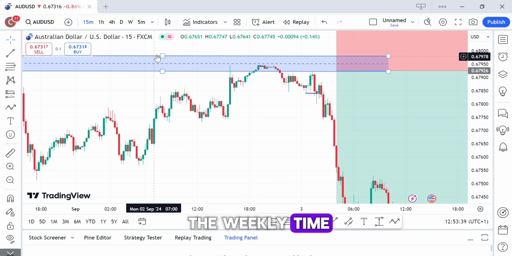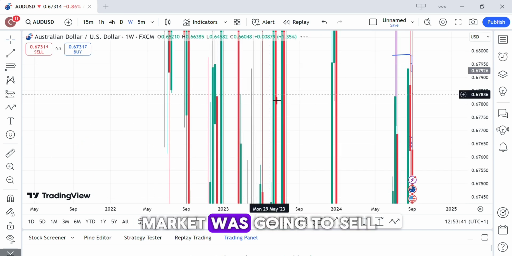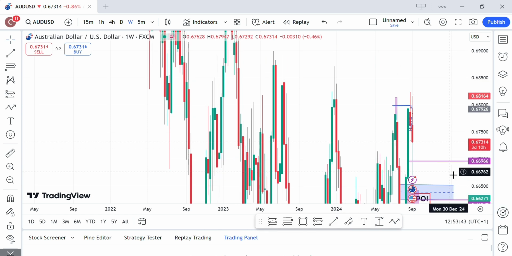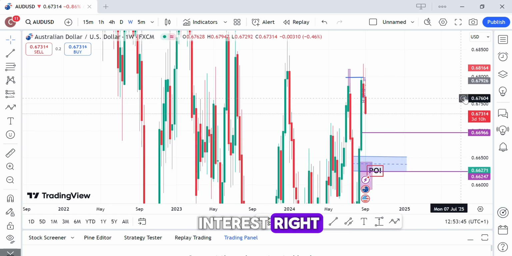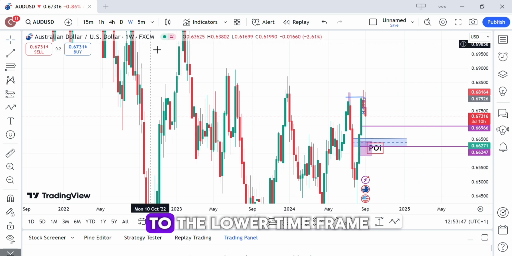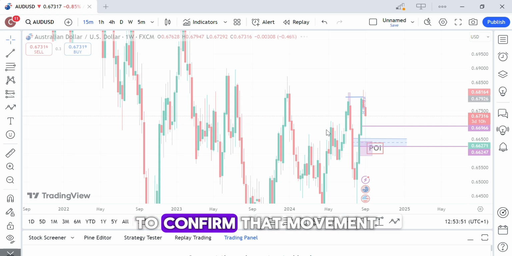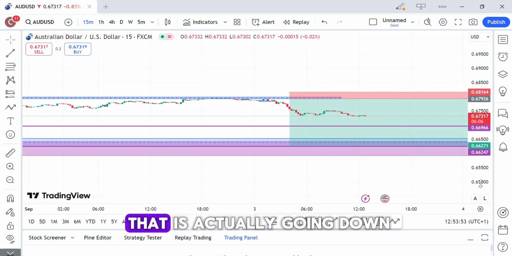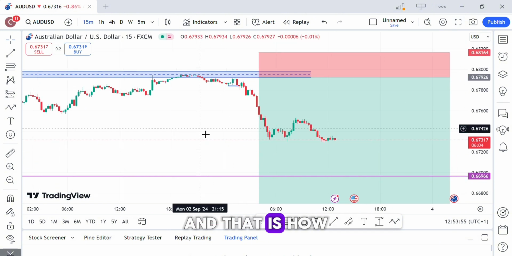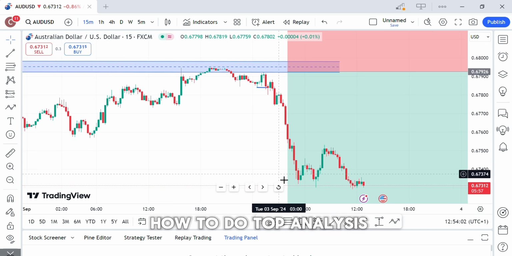On the weekly time frame, we spotted that the market was going to sell to this point of interest, right? Then we scale down to the lower time frame, the 15-minute and the 5-minute time frame, to confirm that the movement is actually going down, and that is how we got our entry. It's amazing to know how to do top-down analysis.